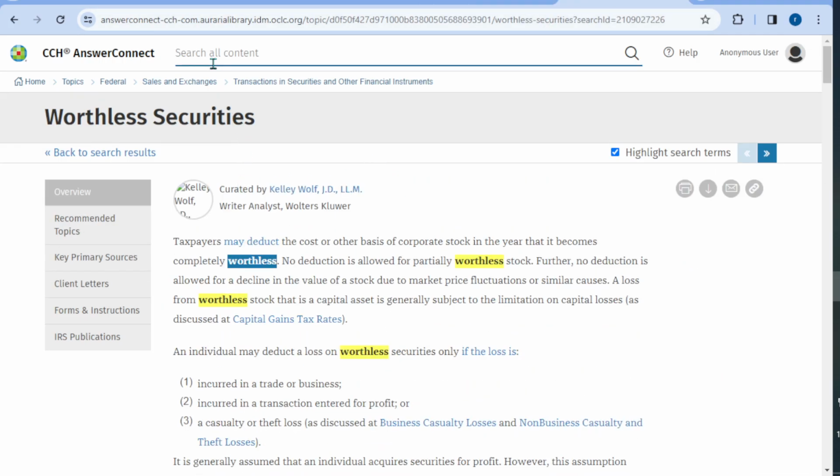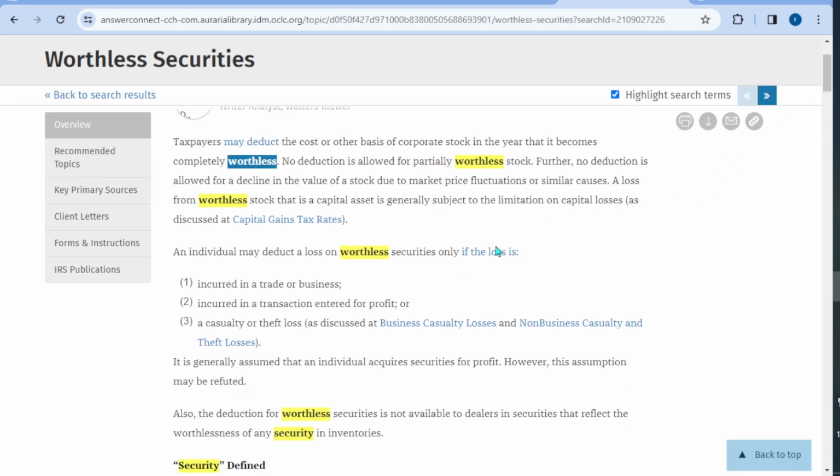So right here, I have this nice subscription to CCH Answer Connect, which is pretty much a tax service website where you can look up tax information. So when I looked up worthless security, this is what came up. Right here, it says an individual may deduct a loss on worthless securities only if the loss is, and they give us several different descriptions for when you may deduct a loss on a worthless security.